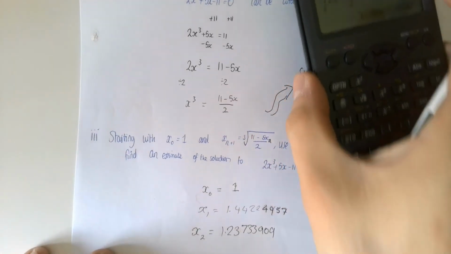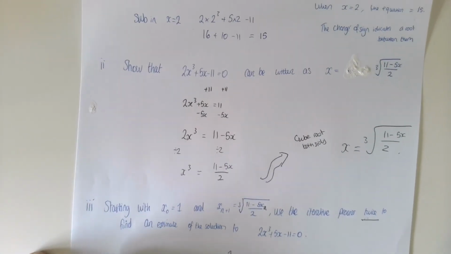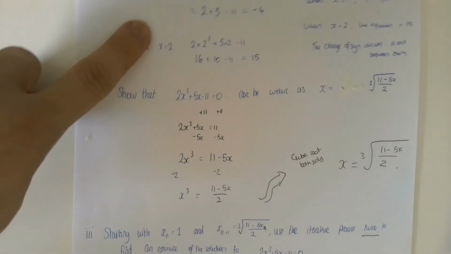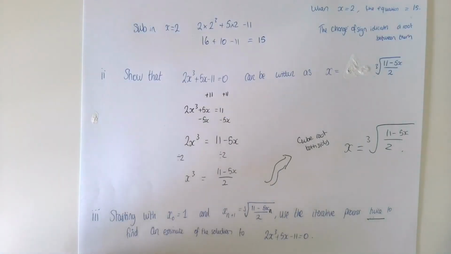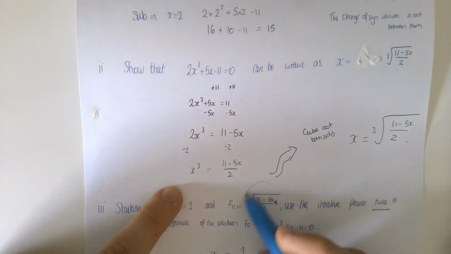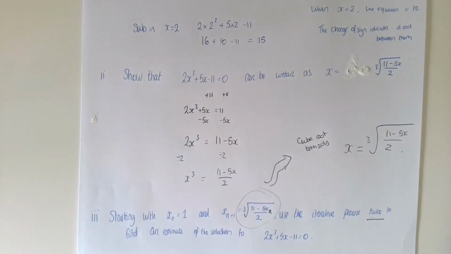So there are 3 distinct skills going on here, but you can do them all. There's some substitution, some rearranging, and the newest skill, which is iteration. Make sure you program your calculator according to this iterative formula, which will be given to you. You will never have to find one for yourself, and then you'll get your answer. Just make sure you write down every single step of the process.